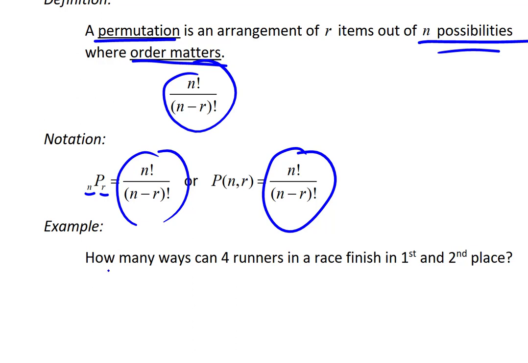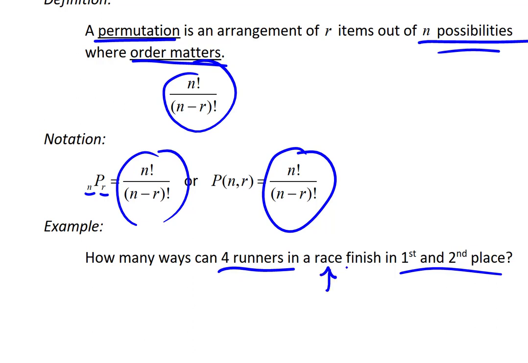Let's try an example where we ask this: how many ways can 4 runners in a race finish in first and second place? Now, in this example, we're picking a certain subset of the total here, right? Because we have 4 runners, that's the total possibilities, but if we're concerned with only those that finish in first and second place, then really we're only picking 2 out of the 4 runners for first and second place.